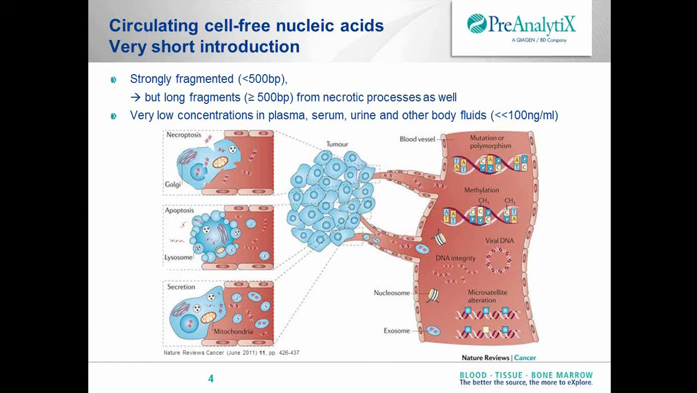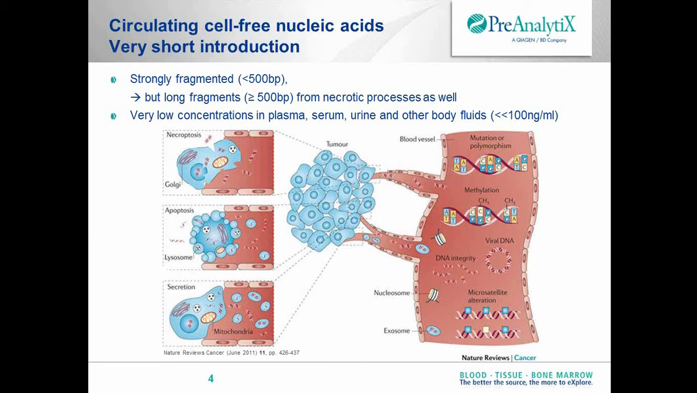The ccfDNA is normally strongly fragmented, and most of the fragments that we have in blood or in other body fluids are far below 500 base pairs, mostly much shorter than 100 base pairs. But we also see other fragments that are much longer, and they come mostly from necrotic processes, as shown in the picture below. So we have different processes, as you know: necrotic processes, which are more undirected, and other processes like apoptosis or secretion of DNA into the bloodstream that are more regulated processes.